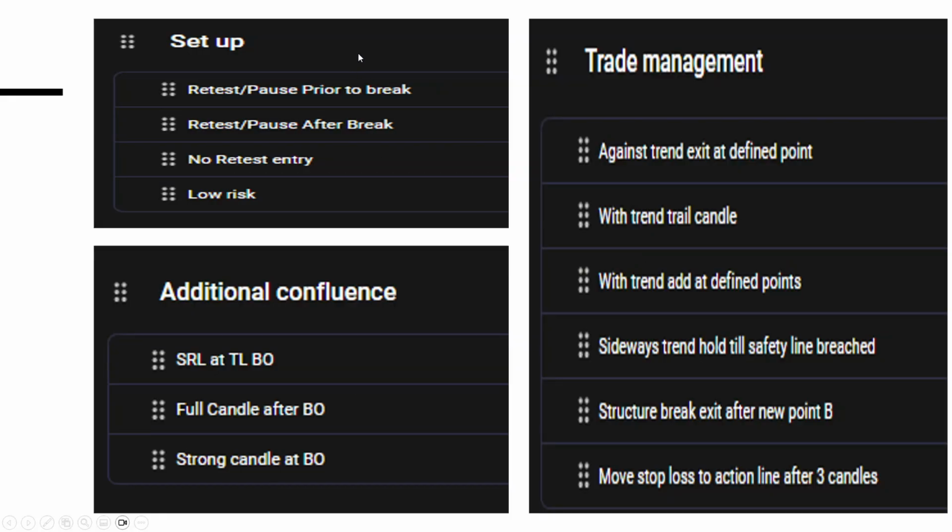Here's my rulebook. I have my setup. This is my entry criteria. I need a retest or pause prior to a breakout. I need a retest pause after the breakout. This is a 3 touch point trend line. I can have a no retest entry. Now, no retest entry means I got a very, very strong candle breaking through that trend line. Then I'm okay with that. I don't need the retest and pause.